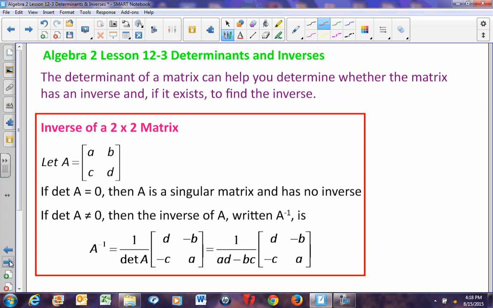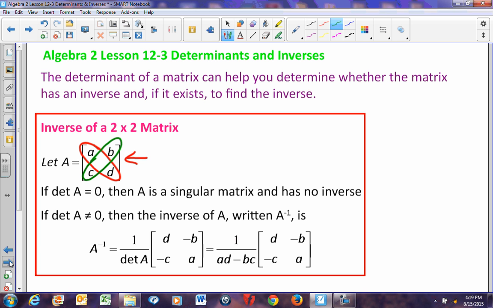If the determinant is not 0, then the inverse of matrix A is 1 over the determinant times a new matrix. Notice what we did. We switched the matrix around a little bit. Instead of A, B, C, D, and here was your original matrix right here, A, B, C, D. Notice these two things switched positions, and these two numbers just became negative. That's all we did.